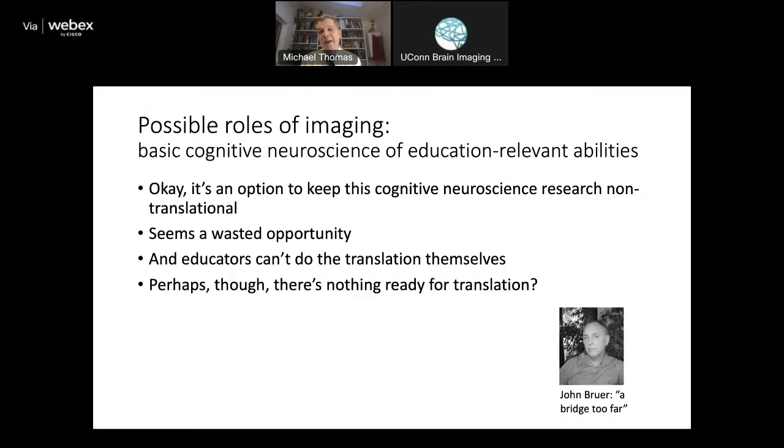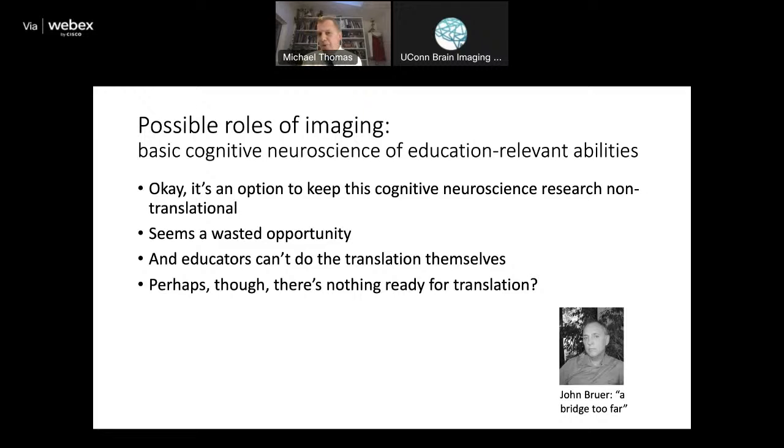And it is true that it's an option to keep that cognitive neuroscience research as being non-translational. For me, that seems like a bit of a wasted opportunity to be doing all of this work around understanding how education relevant abilities develop and how they work, and then not to try and do some kind of translation with that. Because if the researchers don't do it, it's not like the educators can do that translation. They cannot go reading those functional brain imaging papers and draw the lessons from them.